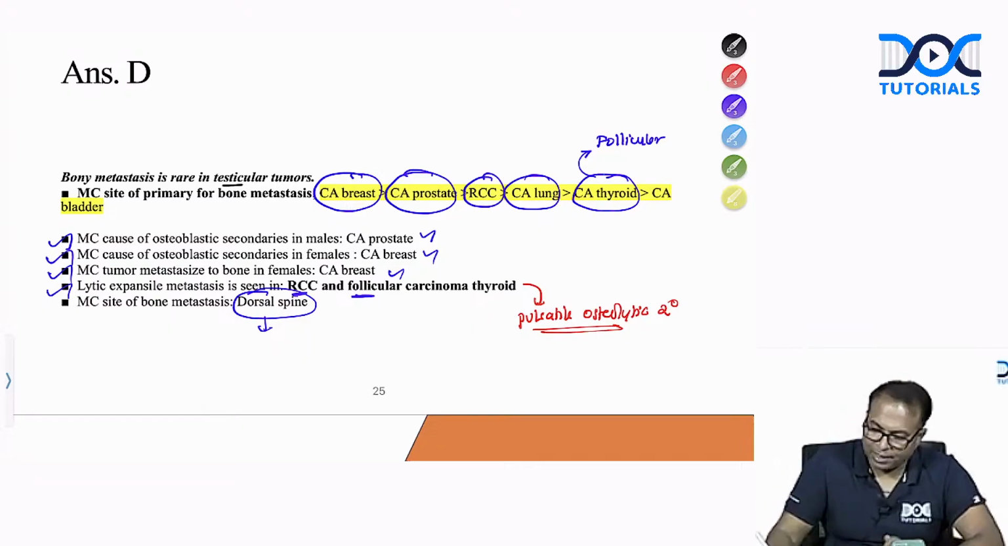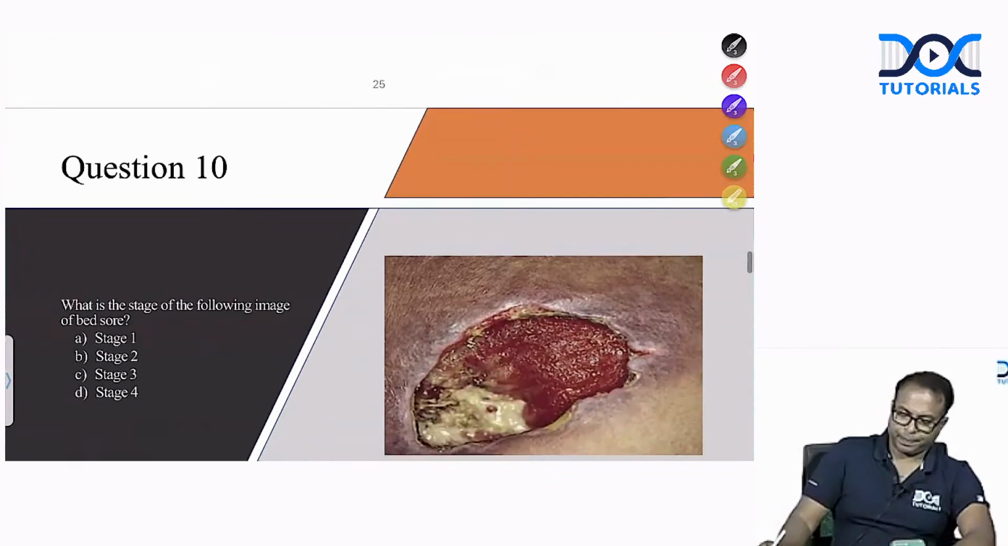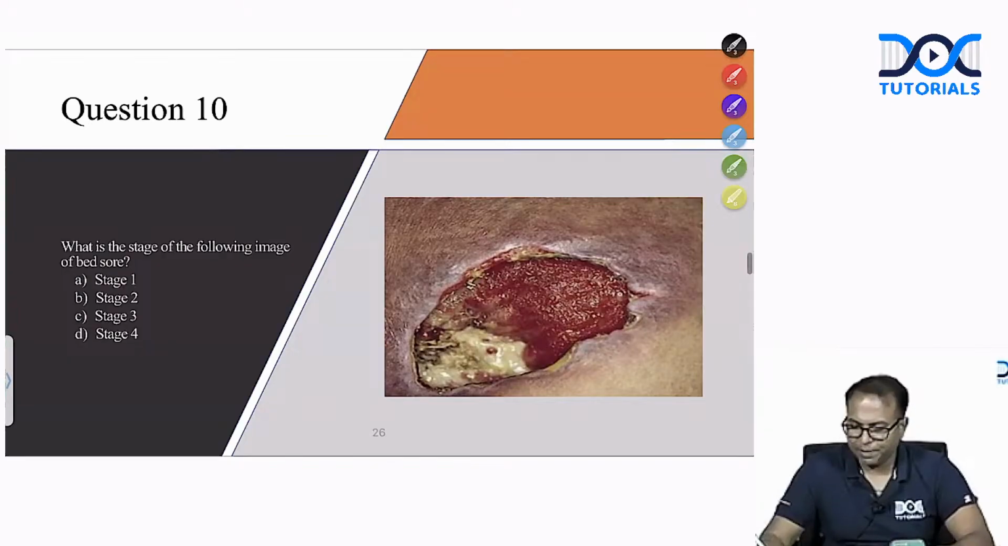Testicular tumors commonly metastasize to lungs, called cannonball METs. Cannonball METs are commonly associated with testicular tumor. So this is a repeat question. A few repeated questions are also added.